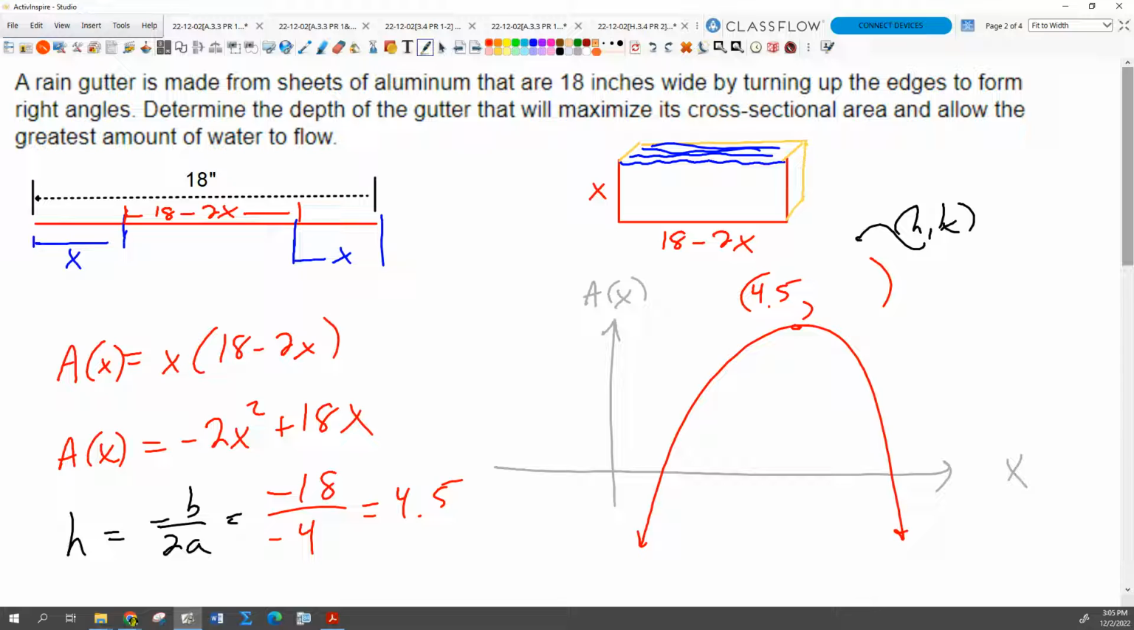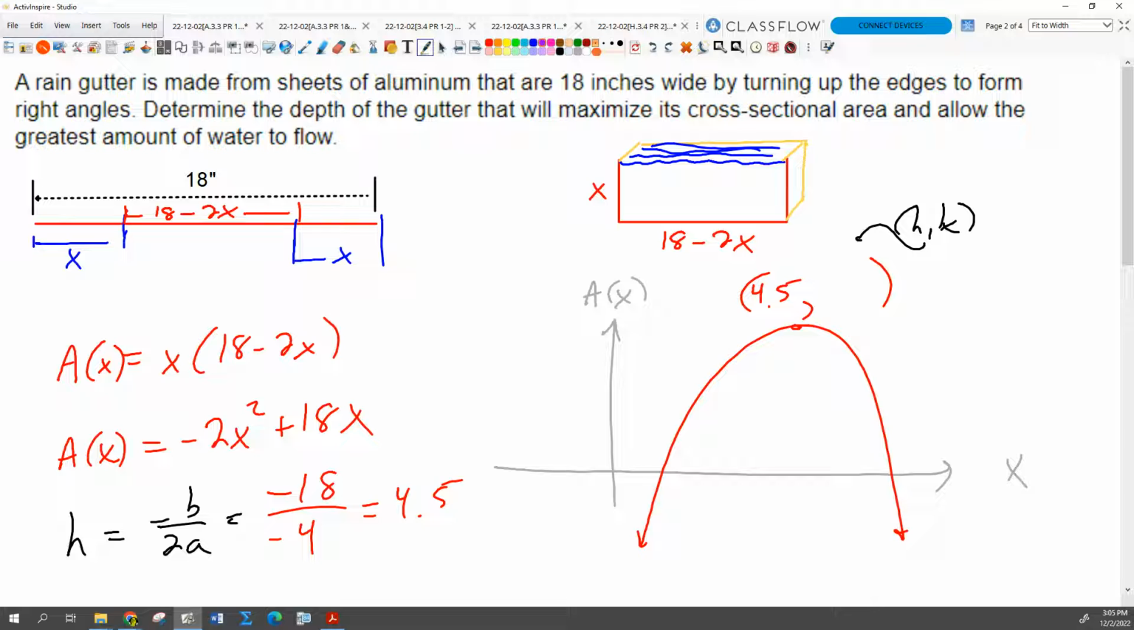And so what we've got here is an area function that's giving us the area of the different gutters that we could build depending on how much we bend up for the edge of the gutter. If I bend up an amount that's less than 4.5, I'm going to get a cross-sectional area that's smaller than that maximum. Or if I pick a value greater than 4.5, I'm going to get a cross-sectional area less than my maximum, right? So we don't even really need to know what K is. We just need to know what X is, and that answers the question.